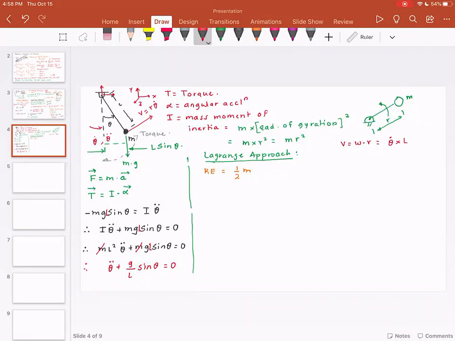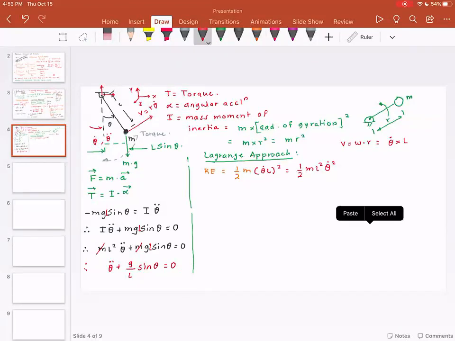So kinetic energy is 1/2 m v square. So I have theta dot L square, which is 1/2 m L square theta dot square. This is the kinetic energy.